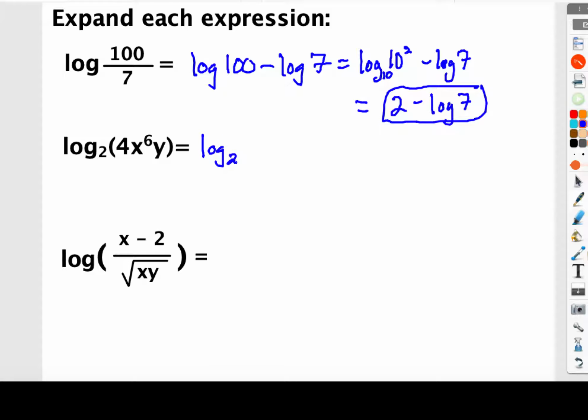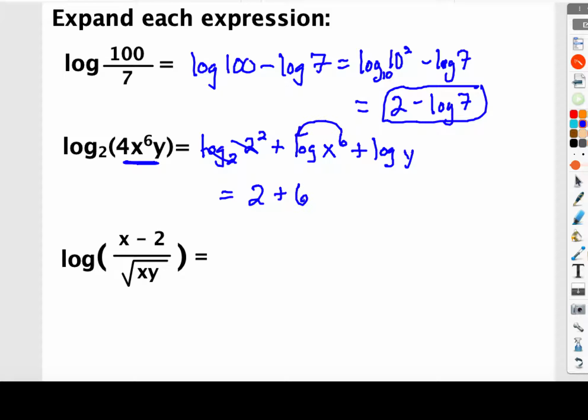Log base 2 of, we've got 4, which I'm just going to immediately call 2 squared, if you don't mind, plus, we were multiplied inside of our logarithm, so we can make it into addition of log of x to the 6th, and again added on to the log of y. In the end, I'm going to go ahead and cancel that first one. Log base 2 of 2 squared makes it just a 2, plus, I'm going to pull that exponent on the next one, so this becomes 6 log of x. And again, the log of y, I really can't do anything about, but there's our expanded form.